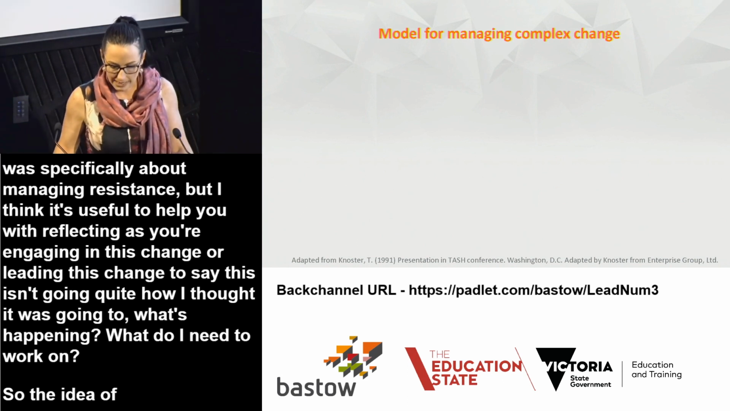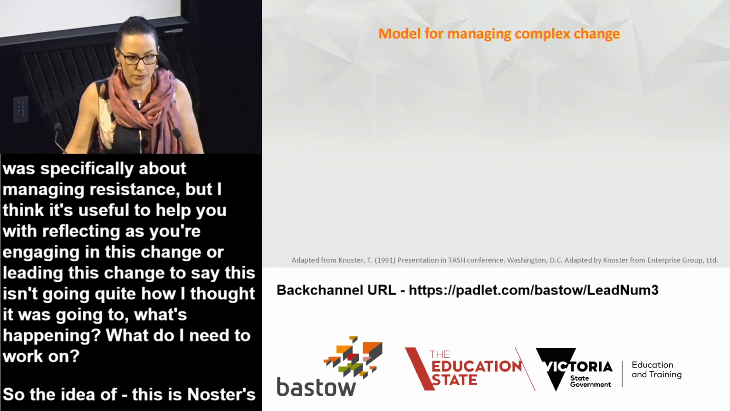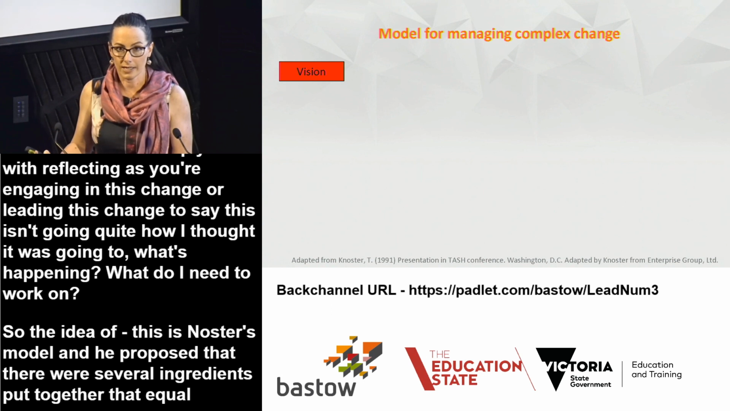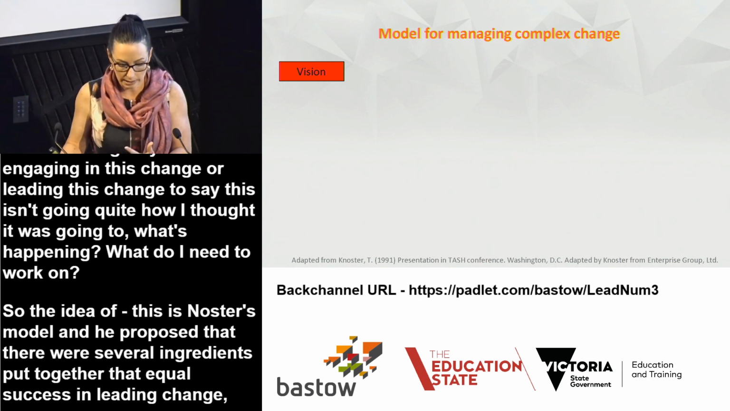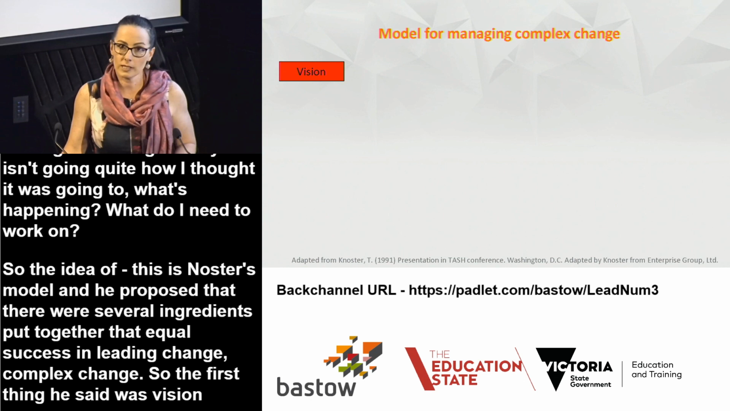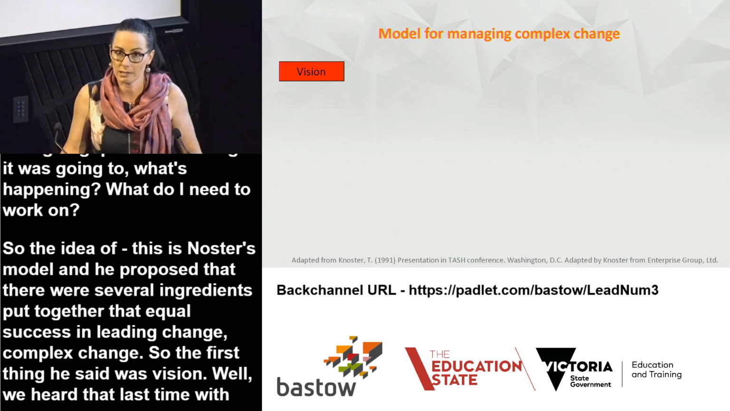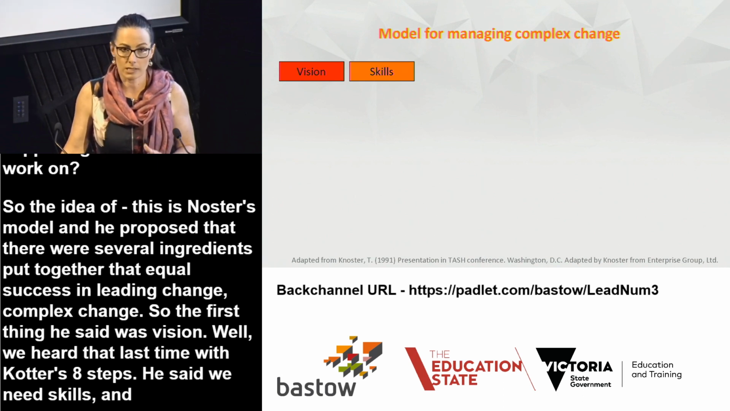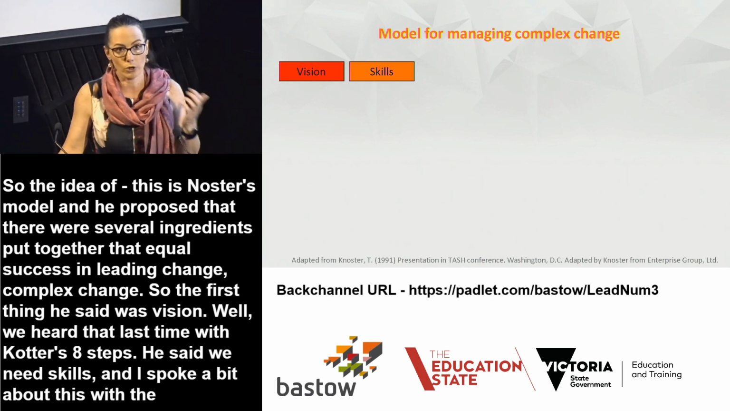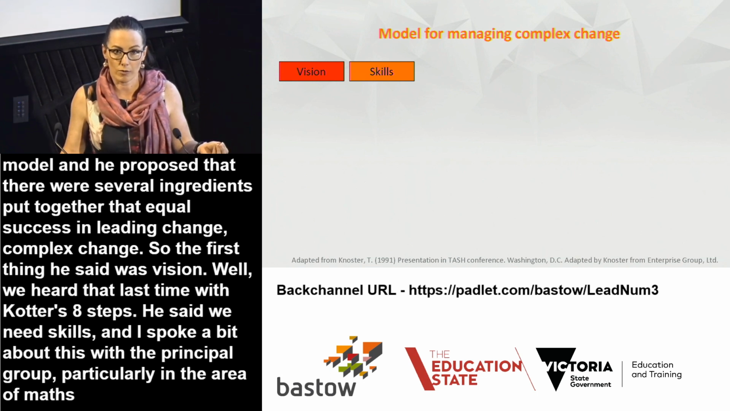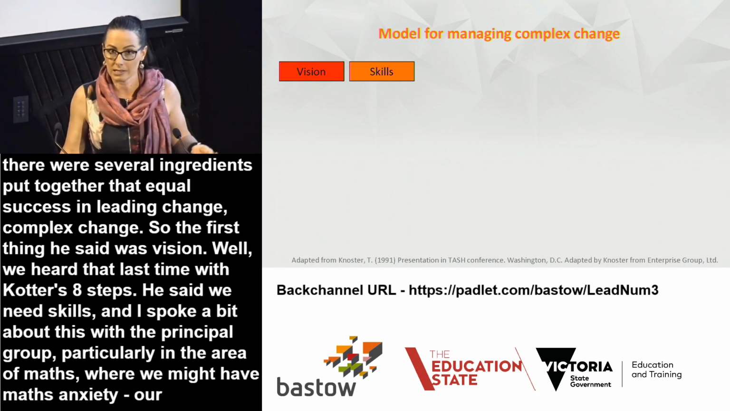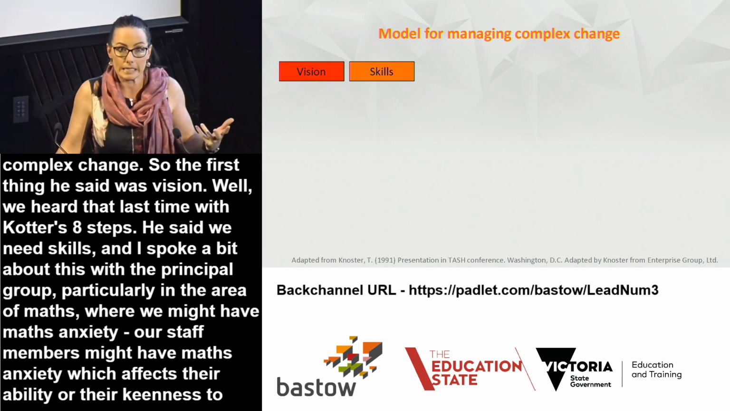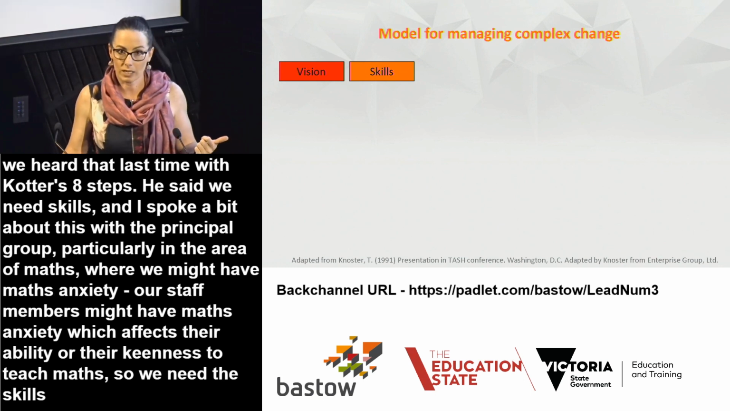Okay, so this is Knoster's model, and he proposed that there were several ingredients put together that equal success in leading complex change. So the first thing he said was vision. Well, we heard that last time with Kotter's 8 steps. He said we need skills, and I spoke a bit about this with the principal group, that we do, particularly in the area of maths, where we might have maths anxiety. Our staff members might have maths anxiety, which affects their ability or their keenness to teach maths. So we need the skills.